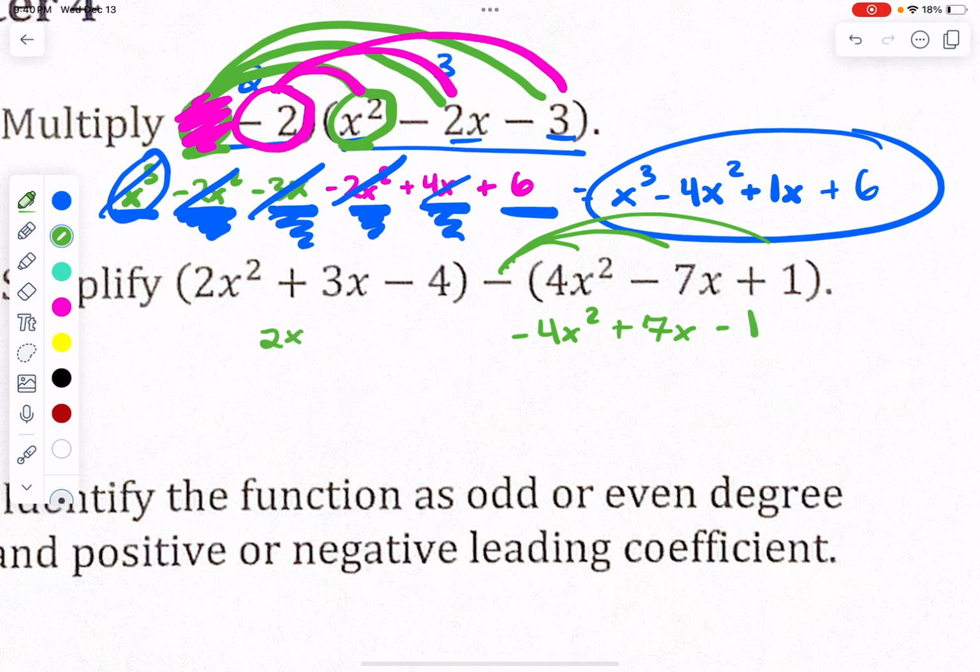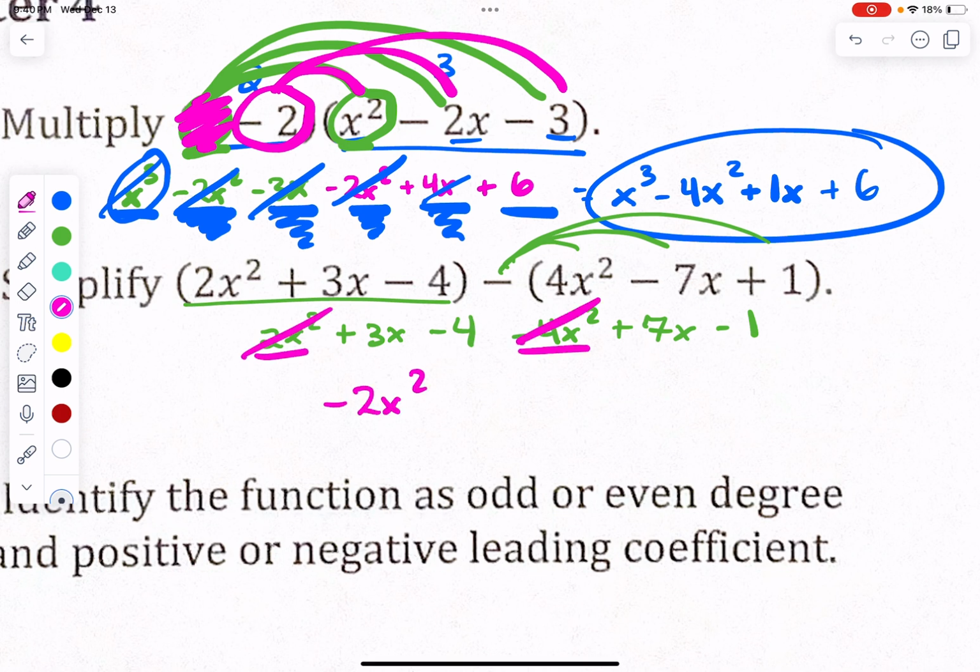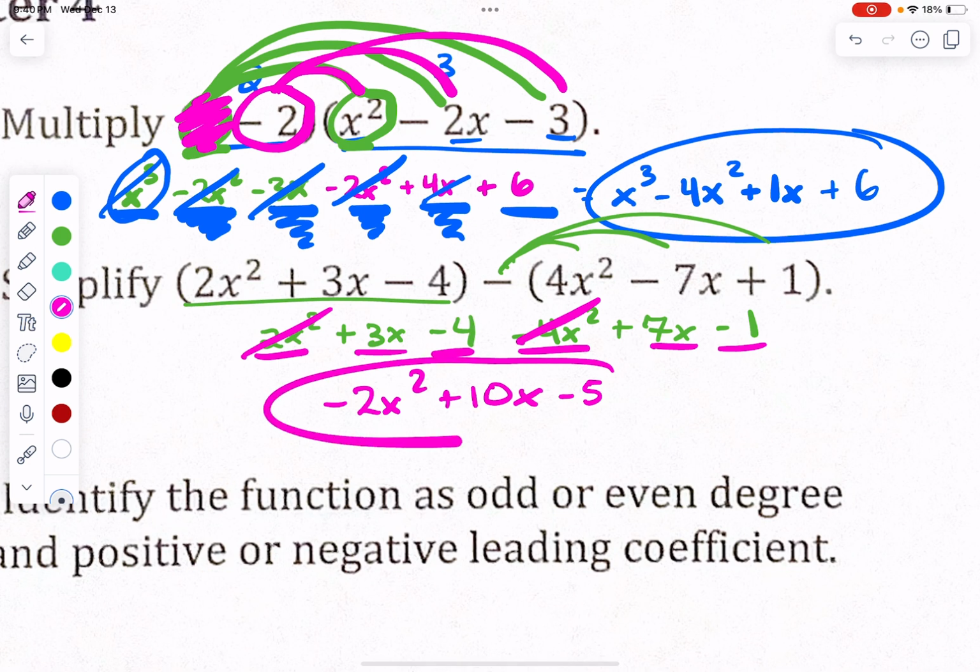This stuff's just chilling. He's just waiting for the second half, okay? These don't change sign. Now I just combine like terms. After I distribute the negative through, we're just subtracting. We're just simplifying. So I'm going to combine like terms. 2x squared minus 4x squared is negative 2x squared. That's done. 3x and 7x makes 10x. And negative 4 and negative 1 is negative 5. So there is that.